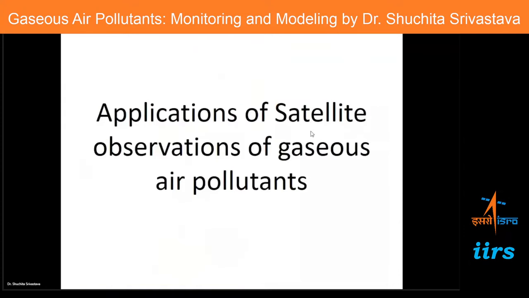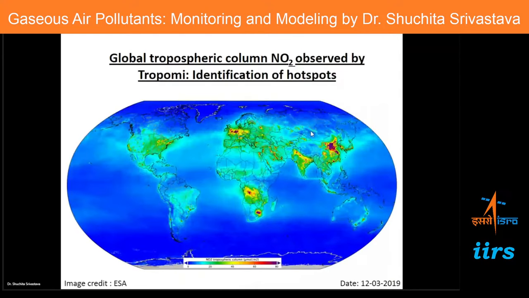Now we will see some applications of satellite data. This is the global tropospheric column NO2 observed by TROPOMI, and we can identify the emission hotspots. Here is the global distribution obtained from TROPOMI. We can see emission hotspots over New Delhi very clearly. We can see New Delhi, Karachi, Lahore, European emissions, US emissions, and Chinese emissions. And here in India, you can see some locations where a high level of NO2 is observed.